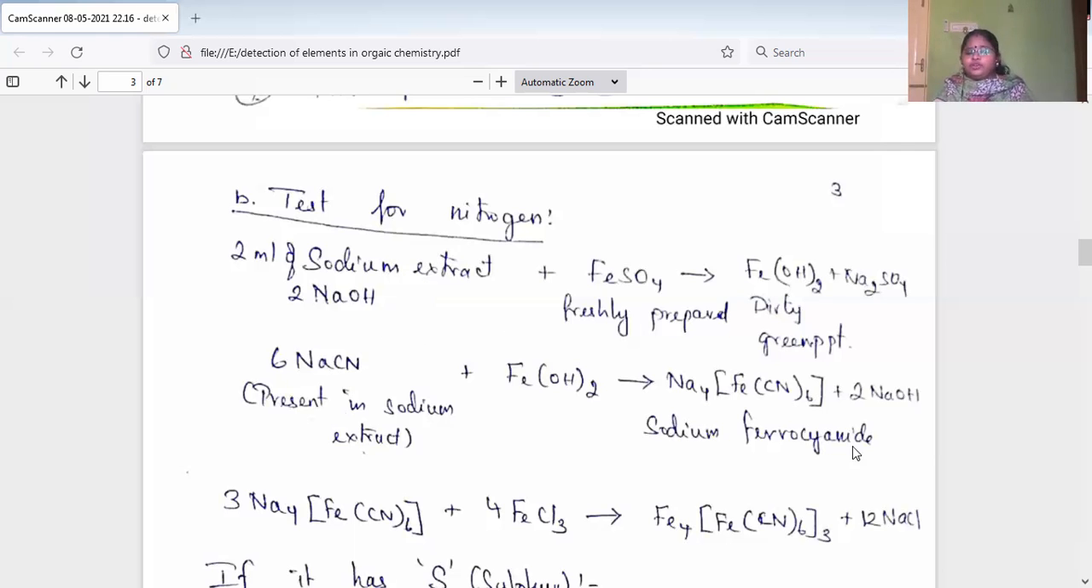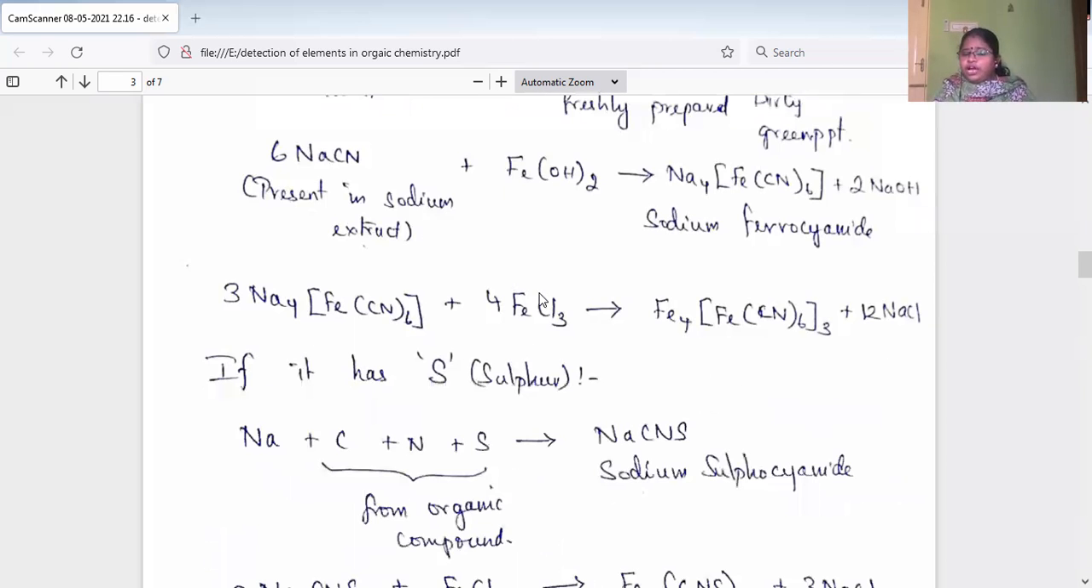Now once you get sodium ferrocyanide, when you add ferric chloride, FeCl3, to that, it leads to a nice blue, Prussian blue color precipitate. So that confirms it is nitrogen. That is ferrocyanide.